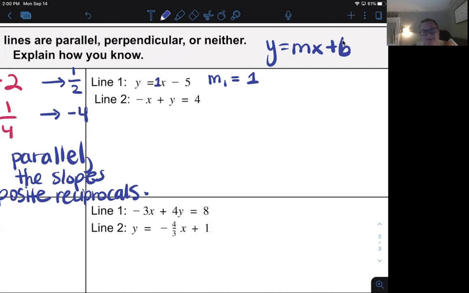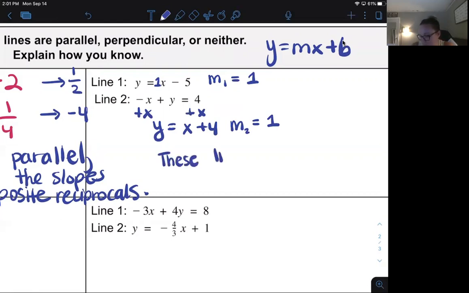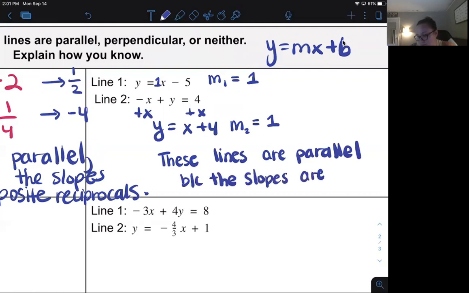Well, line 2 is in standard form. So I'm going to switch it to slope-intercept form by simply adding the x to both sides. So y is equal to x plus 4. Now I can easily tell the slope of this line. The slope of the second line is equal to 1 as well. Well, the slopes are the same. So that means that we have parallel lines. So these lines are parallel because the slopes are the same.